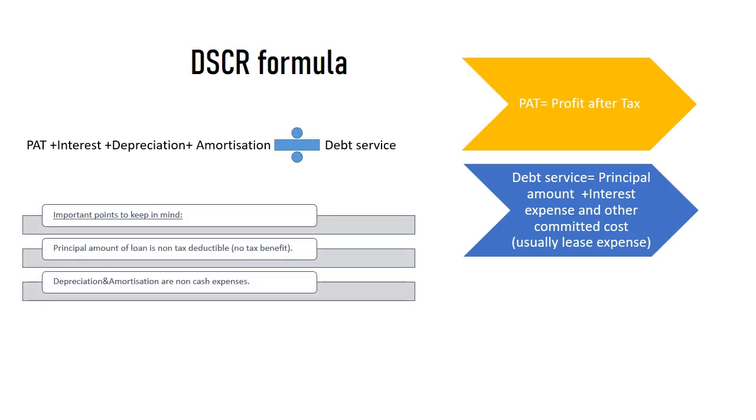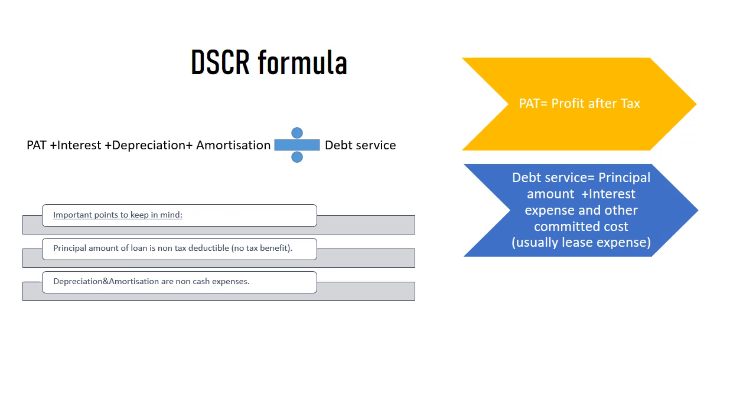Let us now understand the DSCR formula. It is profit after tax, in short PAT, plus interest obligation, plus depreciation, plus amortization, the entire sum divided by the debt service. The debt service includes the principal amount of the loan plus the interest expense and any other committed cost the business has, like a lease expense.